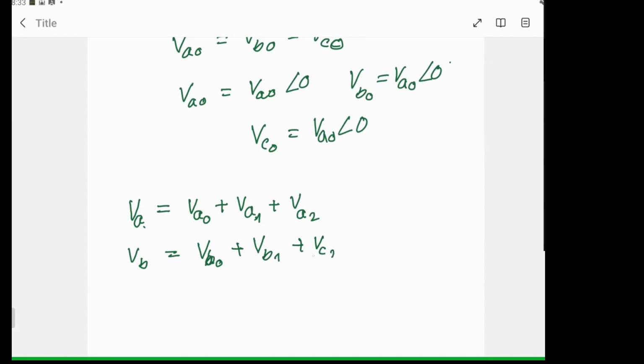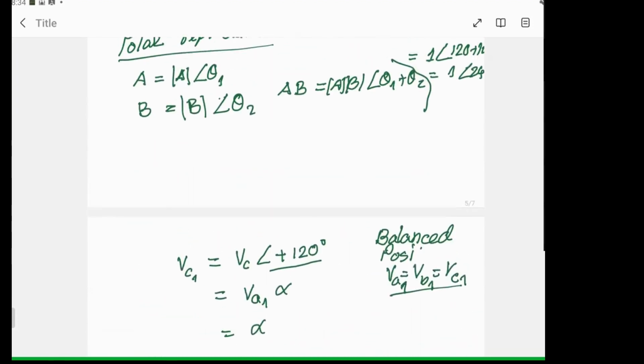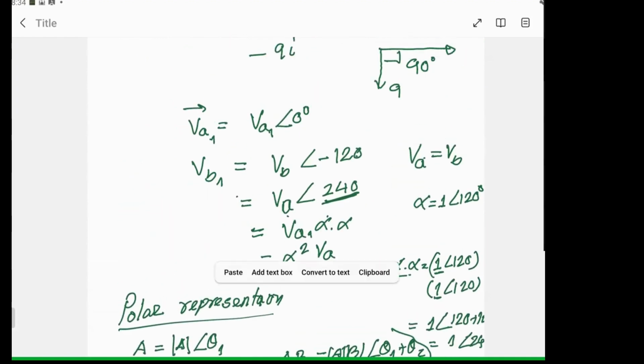Now, if I replace all these vectors, so these are all vectors, but for A naught, all the components we have considered in the reference direction, so that's why I have not considered the angle. But here I will have the angle. So B naught is in the direction of the reference, so I can write down A naught. But V1, if you consider VB1, that is the positive sequence component. If you find out the positive sequence component, then you have to multiply with A square.